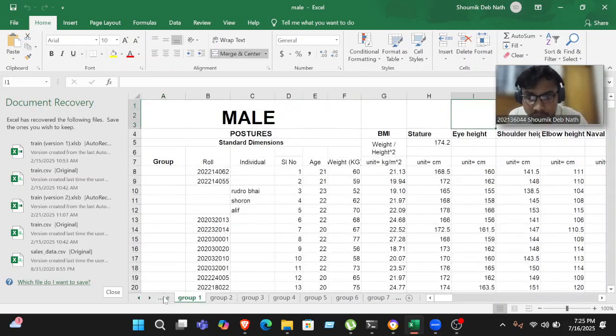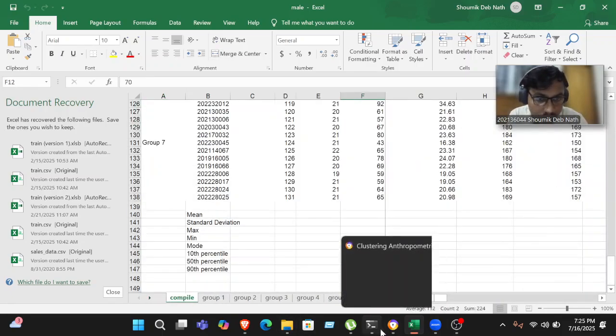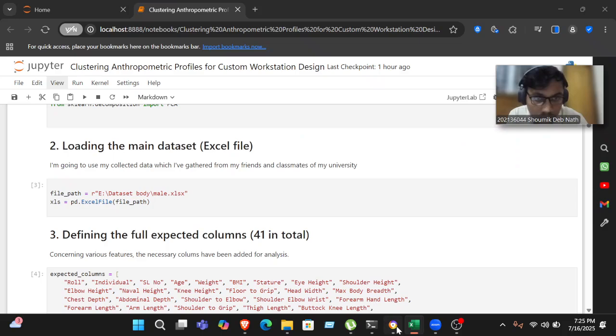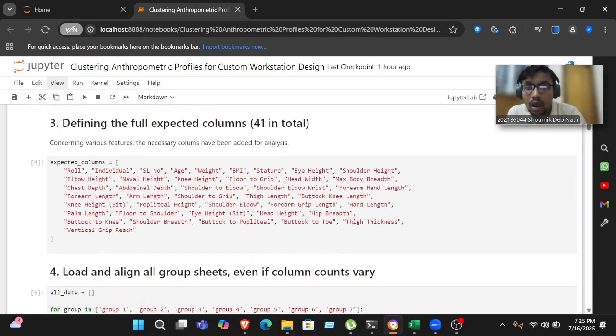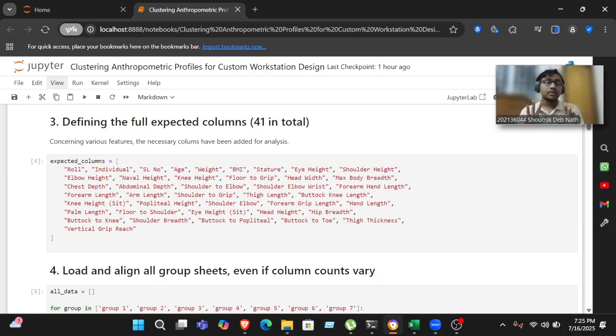So, back to my project. Here I have loaded the main data set as you saw just now. I have defined the full expected columns that I'm going to work on and what my data set actually contains. As you can see on my screen, there are role, individual, serial number, age, weight, BMI. These are all available in my data set. Let me show you here.